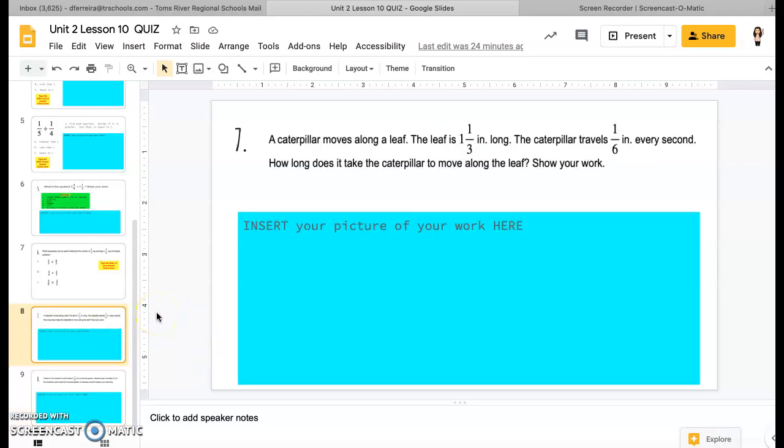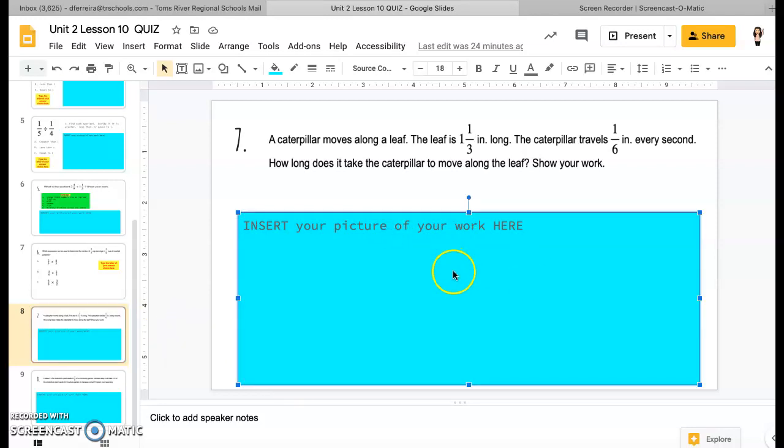Number 7. A caterpillar moves along a leaf. The leaf is 1 1/3 inches long. The caterpillar travels 1/6 inches every second. How long does it take the caterpillar to move along the leaf? Show your work. Once you have solved the problem, you're going to insert a picture of your work in the blue box here.